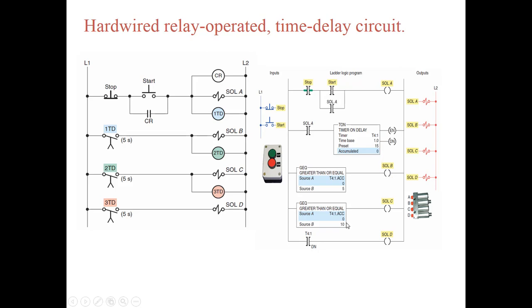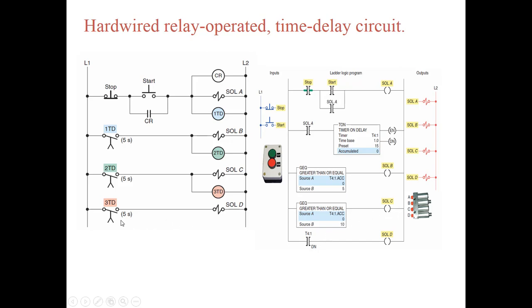But this timer keeps going. 6, 7, 8, 9, 10. When it gets to 10 here, this was 5 plus 5. This closes, so at 10, solenoid C comes on. We didn't have a timer starting a timer. We're just using a single timer, and we're picking off when it's 5, 10, 15.